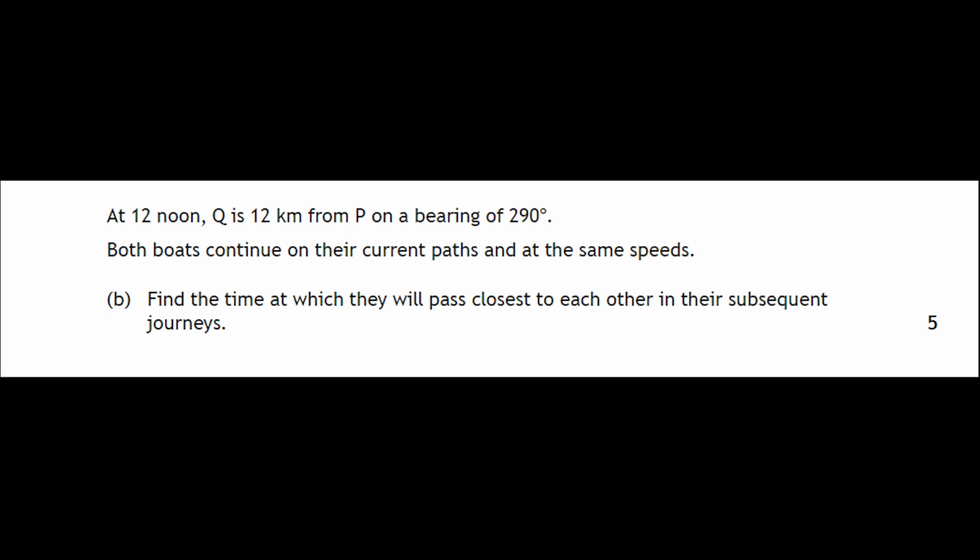Part B. At 12 noon, Q is 12 kilometres from P on a bearing of 290 degrees. Both boats continue on their current path and at the same speeds. Part i: Find the time at which they will pass closest to each other in their subsequent journeys. When do these two boats pass at their closest?